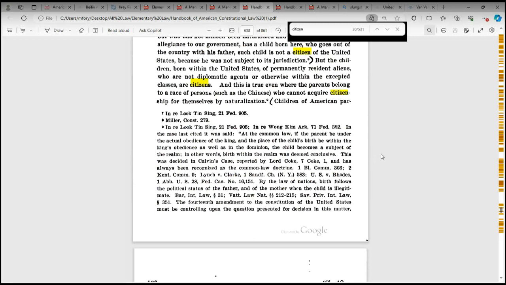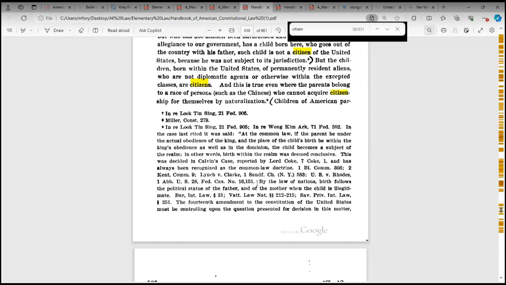In the case last cited, it was said, at the common law, if the parent be under the actual obedience of the king, and the place of the child's birth be within the king's obedience, as well as in the dominion, so two things, the child becomes a subject of the realm. In other words, birth within the realm was deemed conclusive. This was decided in Calvin's case, reported by Lord Coke, and has always been recognized as the common law doctrine. And then they give you other citations on where that principle came from.